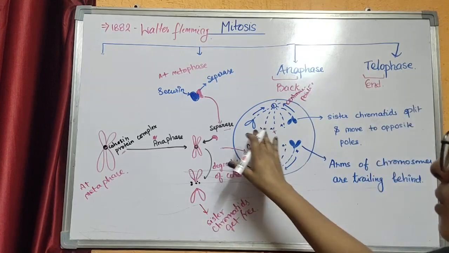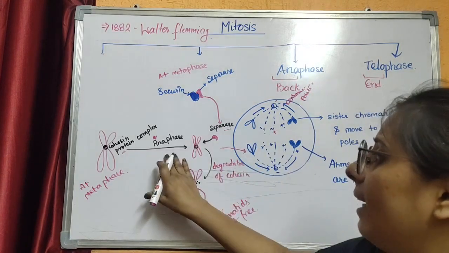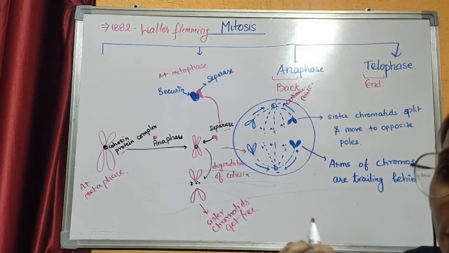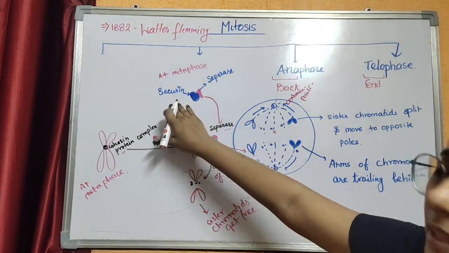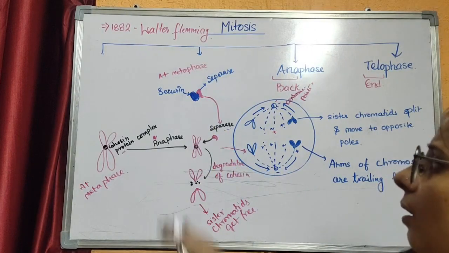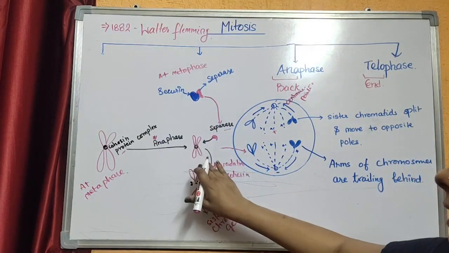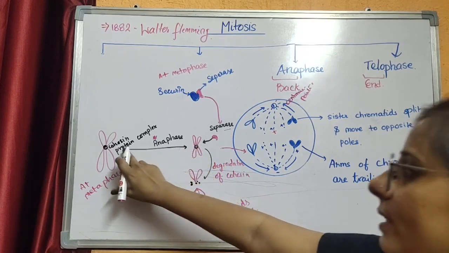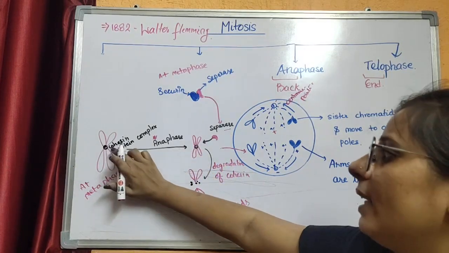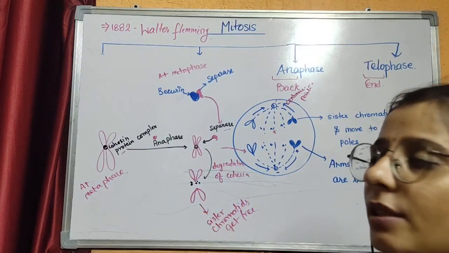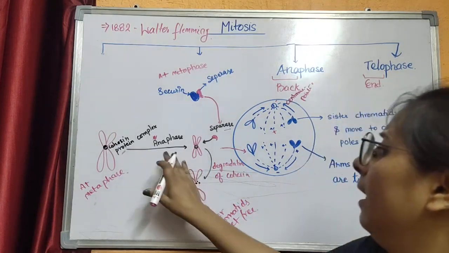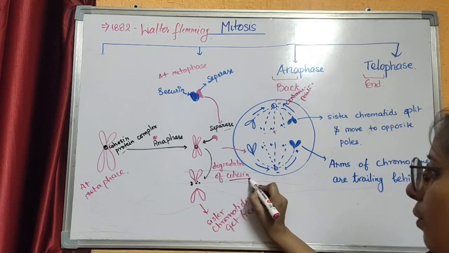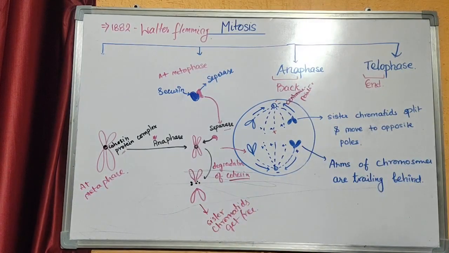But the two sister chromatids' separation at anaphase depends on the presence of separase. Separase is a protein. Initially at metaphase it is bound with securin, but at anaphase it is free and it causes the degradation of the cohesin protein complex that is present at the centromere and binds the two sister chromatids together. Due to degradation of this cohesin protein, the two sister chromatids get free.